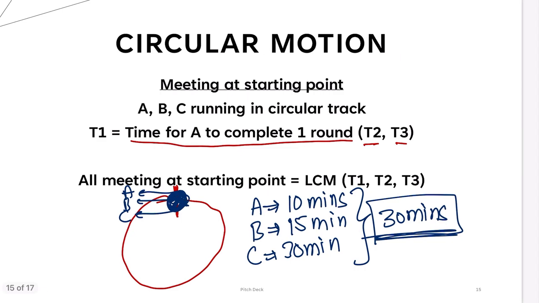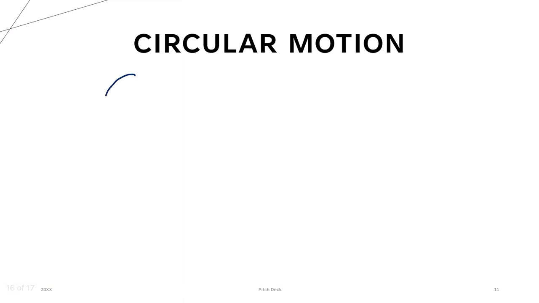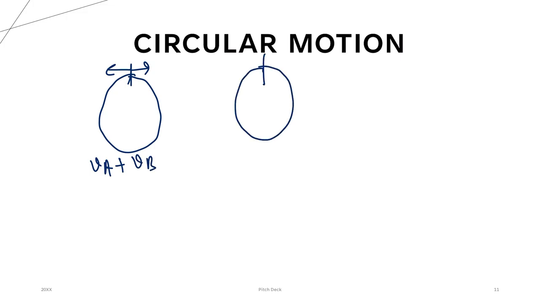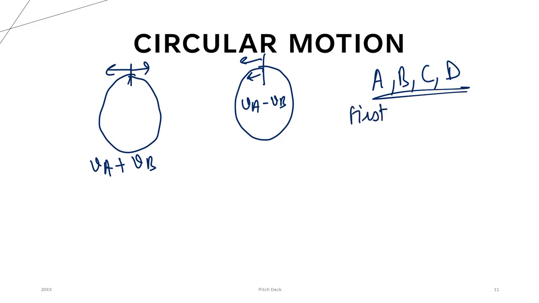I hope these concepts are clear. Again, a quick recap. When they are going in opposite directions, do VA plus VB. When they are going in the same direction, you do VA minus VB. Then we learned the concept of time taken for A, B, C and D to meet for the first time. How did we calculate it? T for AB means the time taken by A to meet B, time taken by A to meet C, time taken by A to meet D, and you take the LCM.